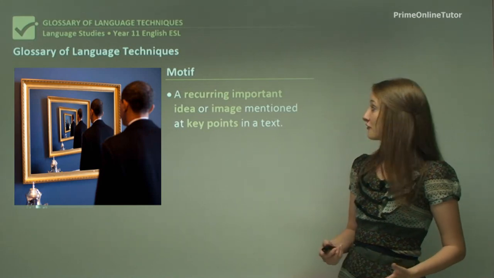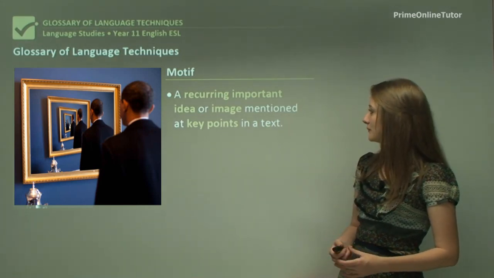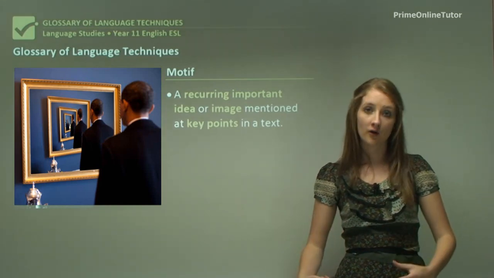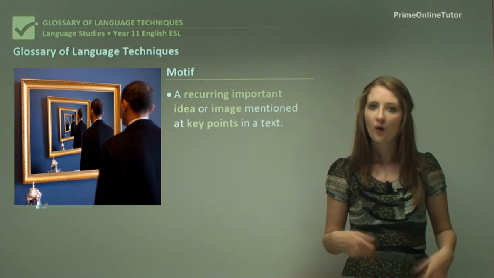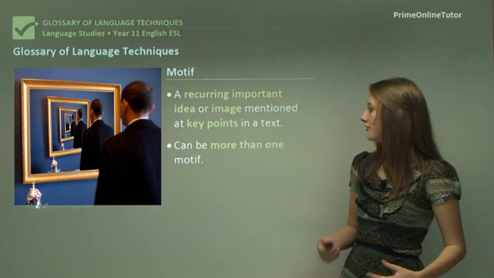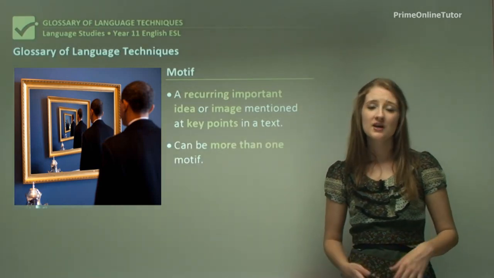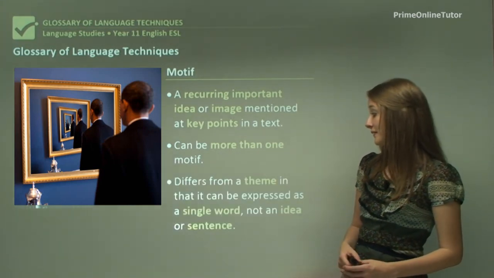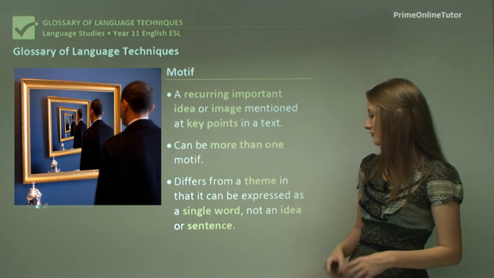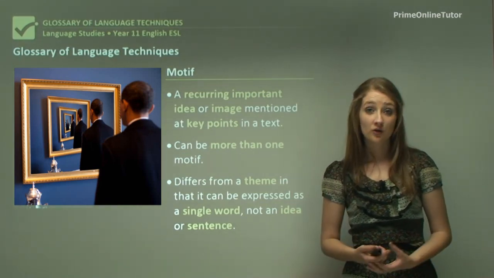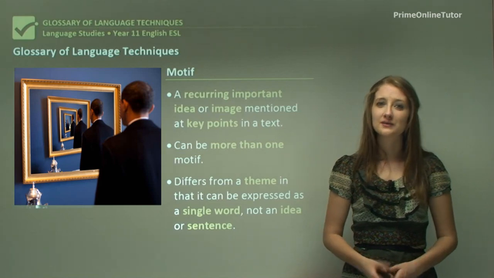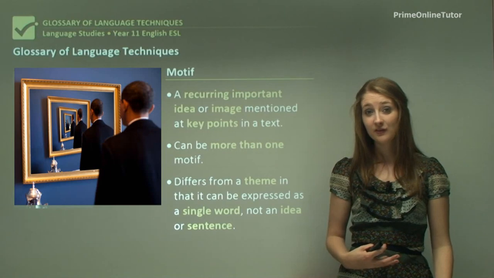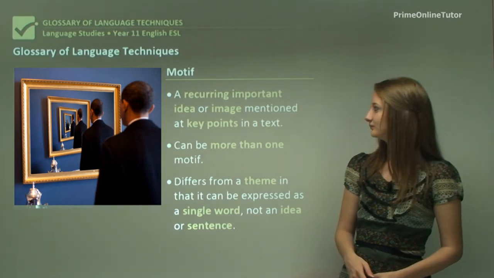So a motif is a recurring important idea or image mentioned at key points in a text. It seems to go on and on in the text, always coming up, always there. So there can often be more than one motif to create that extra level of complexity. This differs from a theme in that a motif can actually be expressed by a single word, not an idea or a sentence. So it's something which can be expressed through a physical object and, on a more metaphorical level, suggest a deeper meaning.